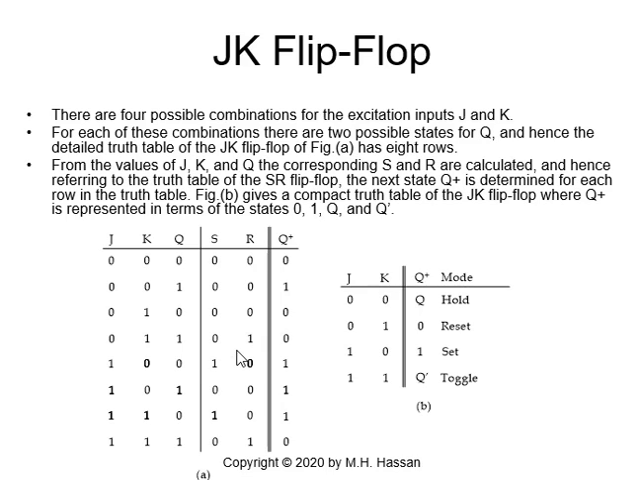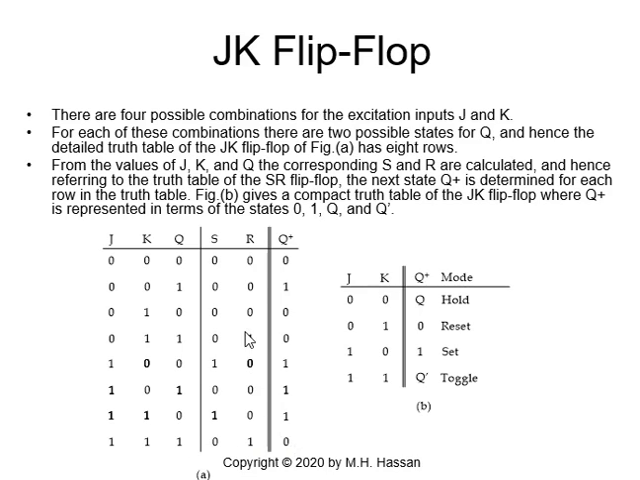When it is 0, 1, this is the reset mode. If Q is 1, the output will be 0, because it is the reset mode. When S is 1, this is the set mode, so if Q is 0, this will be 1. 0, 0 is the hold mode, so 1 is going to stay 1. And 1, 0 is the set mode, so 0 will become 1. And 0, 1 for the SR is the reset mode, so 1 will become 0.